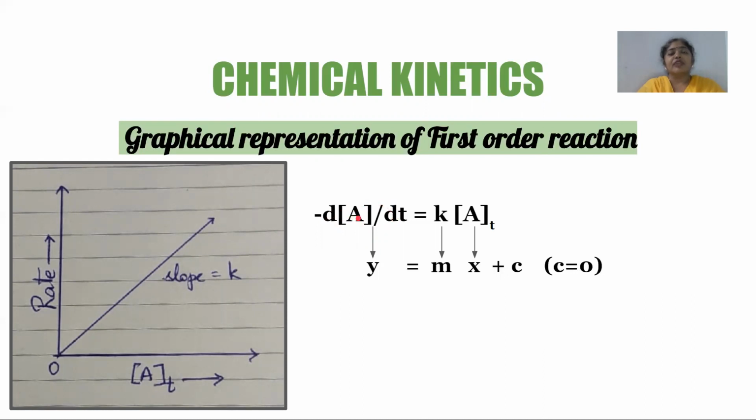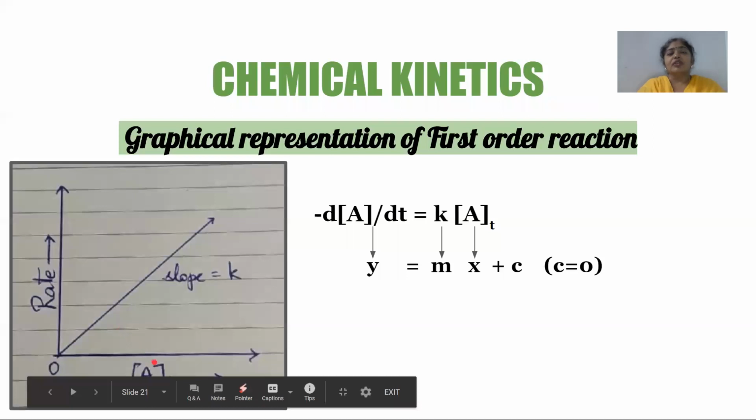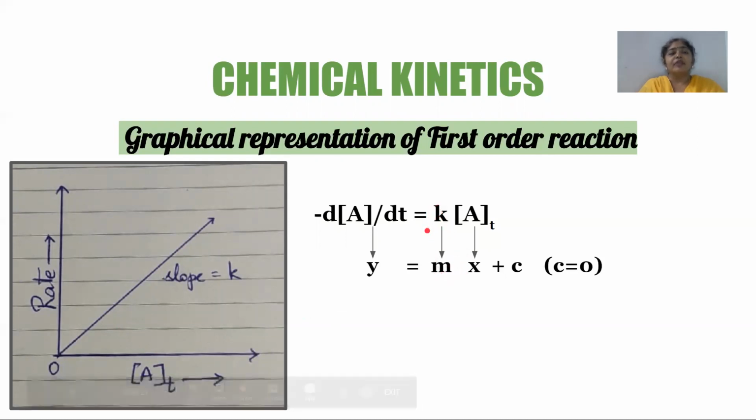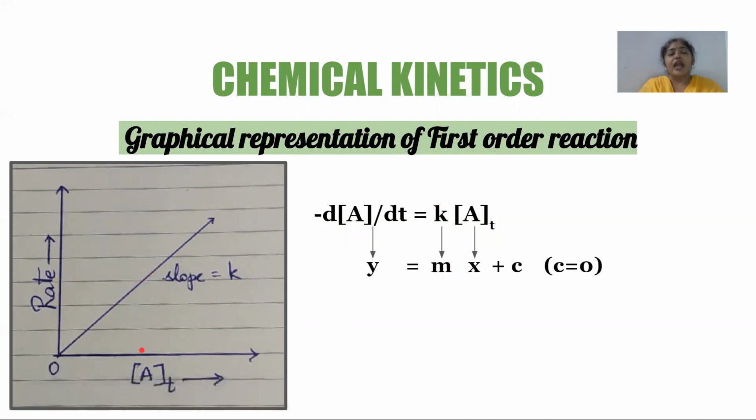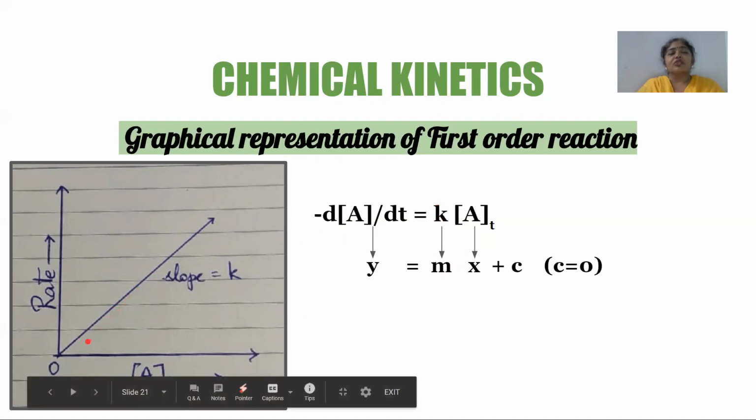That means the concentration of reactants is decreasing, but this term on the left hand side indicates the rate of reaction. So when I plot a graph of the rate of reaction on the y-axis with respect to the concentration of the reactant on the x-axis, as I've denoted here, then the slope of that particular line will be equal to k, and since there is no y-intercept, this line will pass through the origin. That means the graph of rate versus concentration of reactant has a linear relationship. So as the concentration of reactant goes on increasing, the rate of the reaction also goes on increasing.